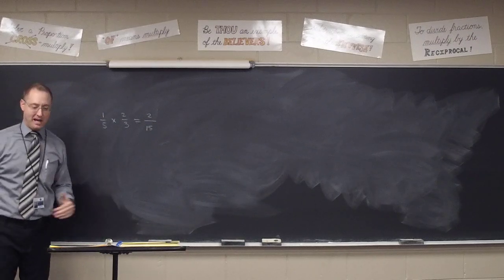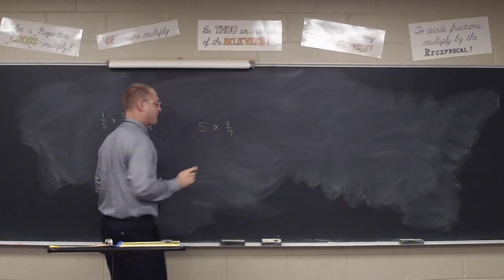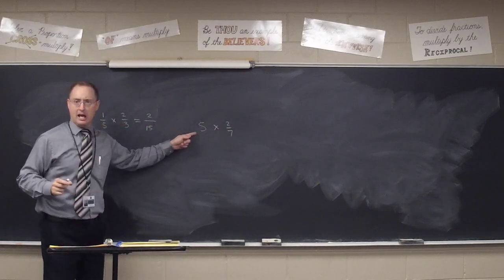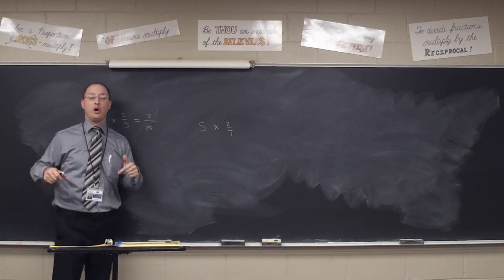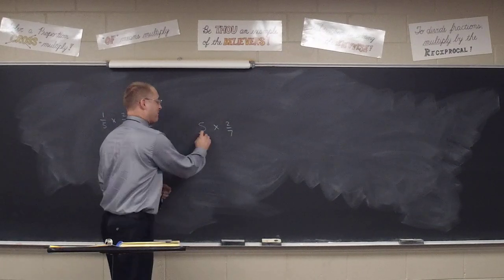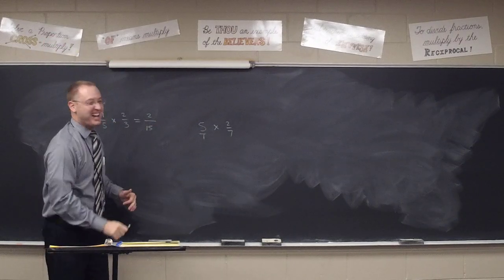We love multiplying fractions. Now, what if I saw something like this, though? 5 times 2/7. Well, wait a second. That is not a fraction. If it's not a fraction, class, put it over 1. Do you remember this? Anyone say, I've never seen that before? Okay, good.